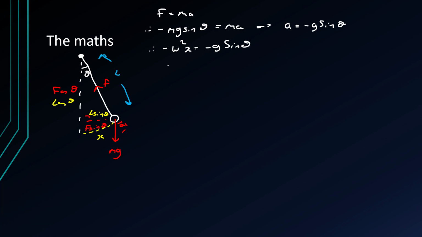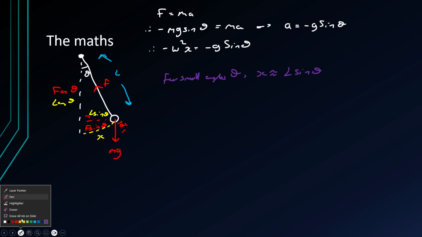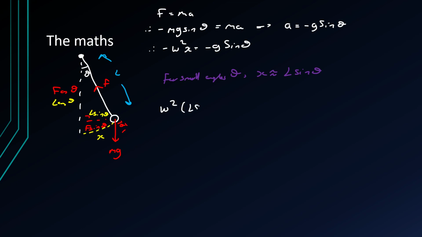So this is for small angles, so I'll write in a different color actually to notate this. You could say for small angles theta, x is approximately equal to L sine of theta. And so we could write this as omega squared times L sine theta equals minus g sine theta. Now this is, again, where the small angle approximation technically comes in. So we can cancel the sine thetas, and we get that omega is the square root of g divided by L.